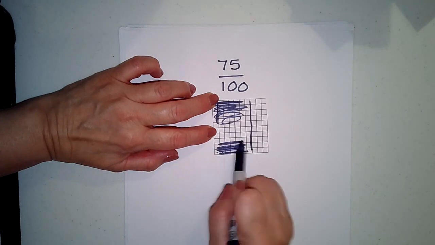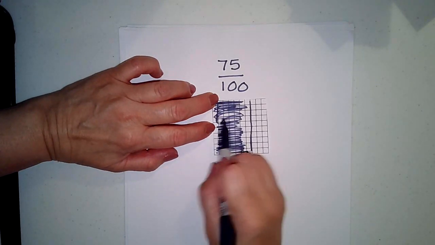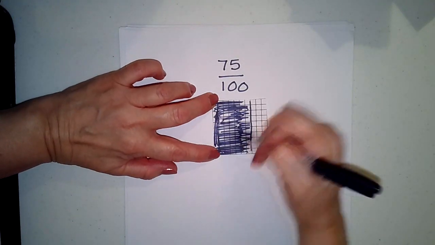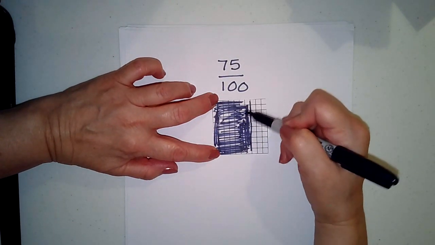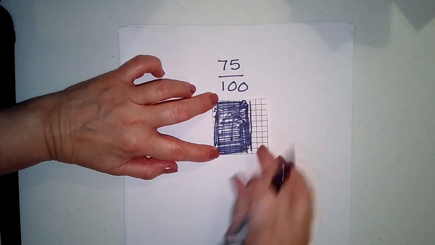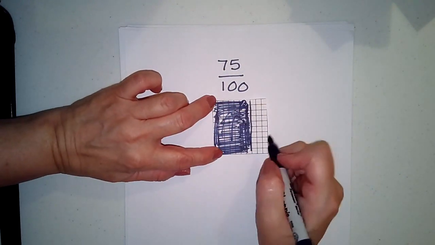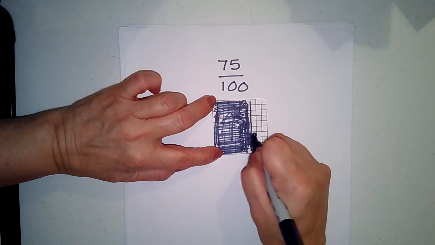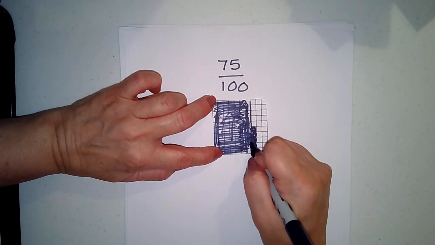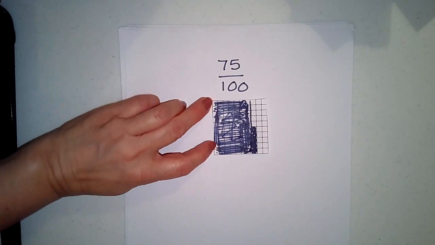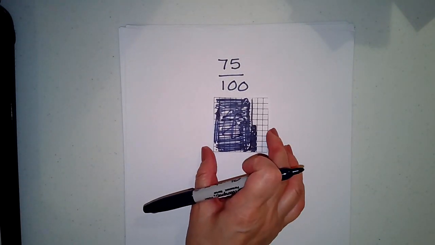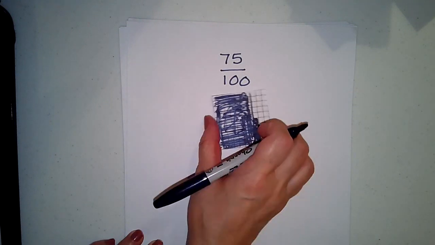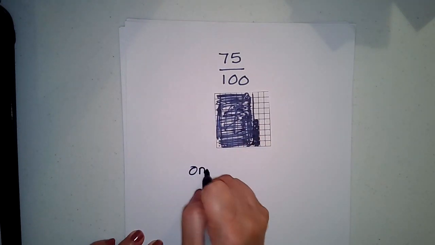There's 7 columns of 10, so that's actually 7 tenths. Okay, let me see. There. So that's 70, and then we need to count 5 more, so that's 5 hundredths. 1, 2, 3, 4, and 5. Very messy. All right. So that is the model of 75 100ths. Now we need to write it in the form of a decimal. So let's write a quick place value chart.